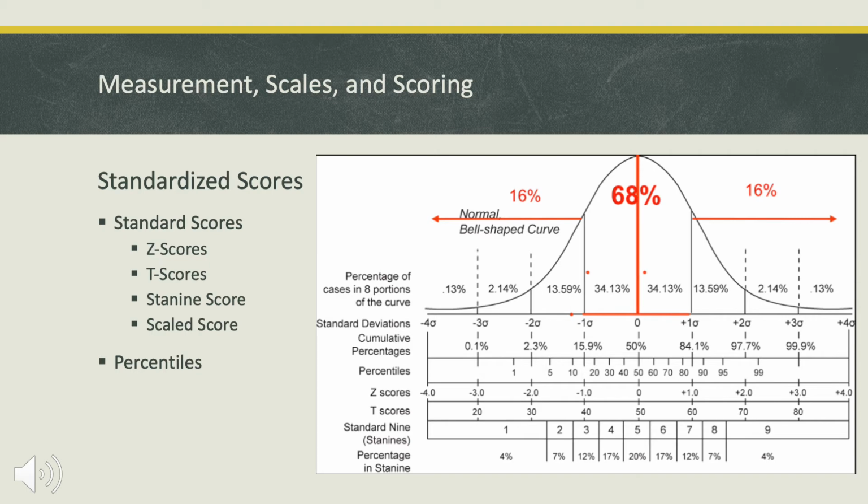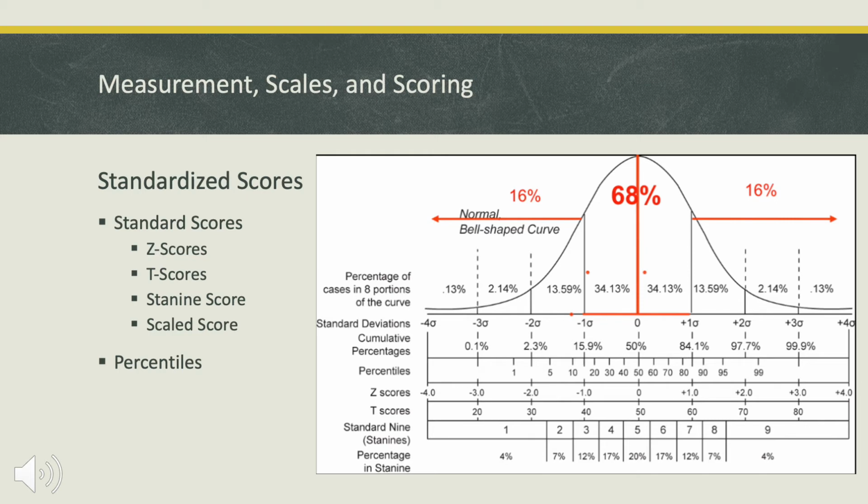Then you have t-scores, and all of these can be seen on the Gaussian or bell curve. The t-scores range in intervals of 10 from 10 to 90 points, and 50 is the average on the scale. Then you have the stanine score, also called the standard nine score. These scores range from 1 to 9, and 5 is the average. So if you score below a 5, you're below average. If you're above a 5, you're above average.